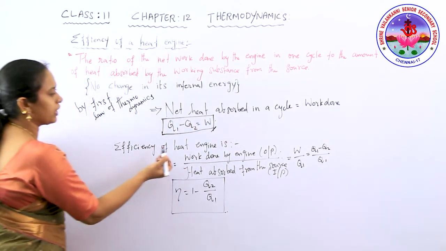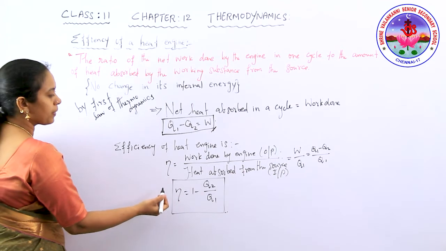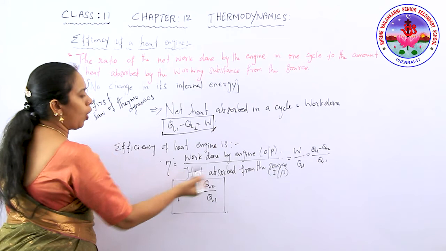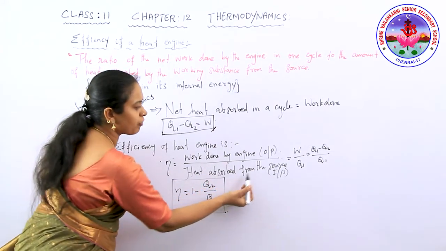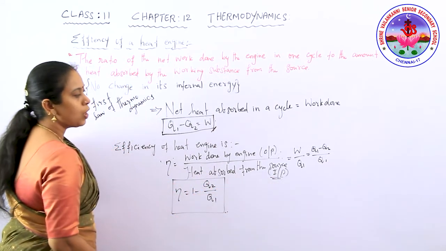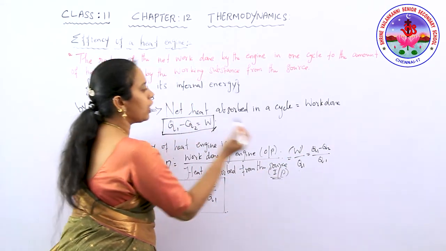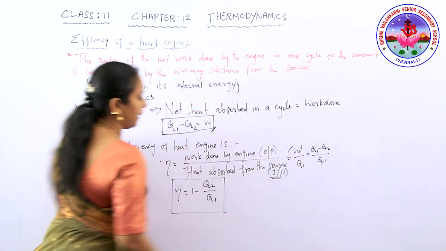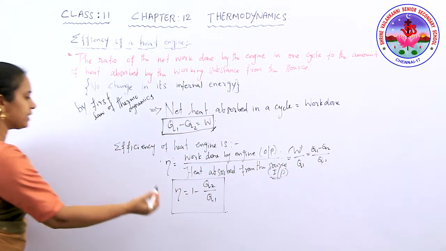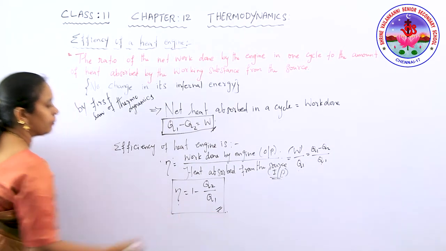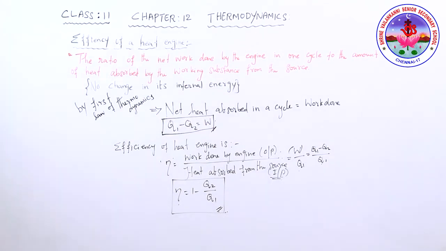Now the efficiency of the heat engine, represented by eta, is equal to the work done by the engine, which is the output, divided by the heat absorbed from the source, which is the input. So eta is W by Q1, and W is Q1 minus Q2, so eta is Q1 minus Q2 whole divided by Q1. We can write this as eta equal to 1 minus Q2 by Q1. And the efficiency of the heat engine is always less than unity.